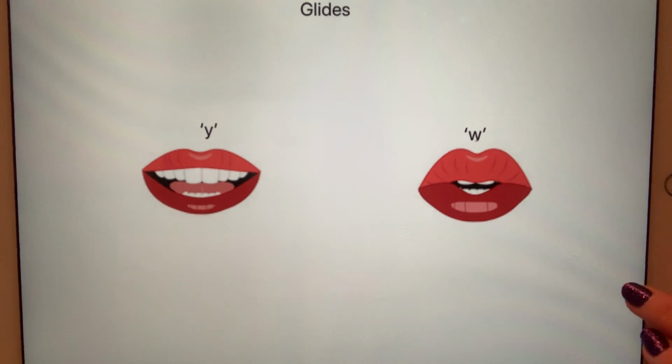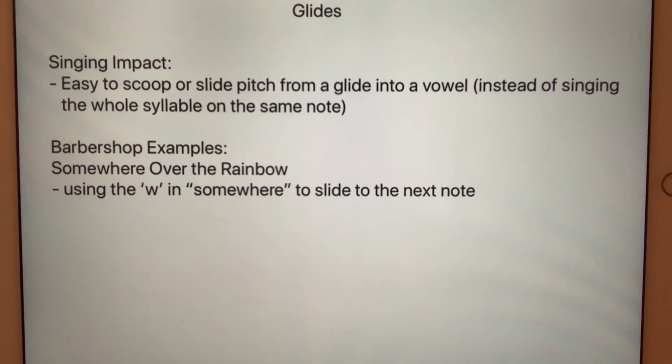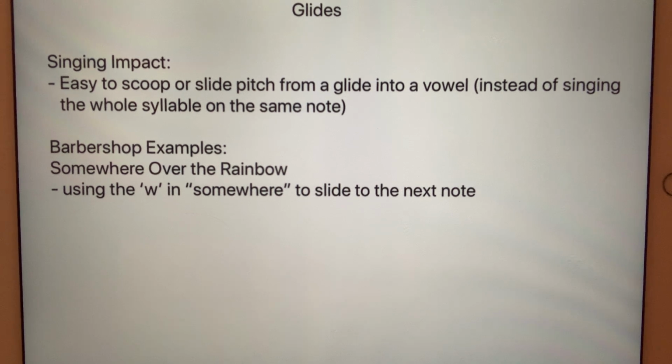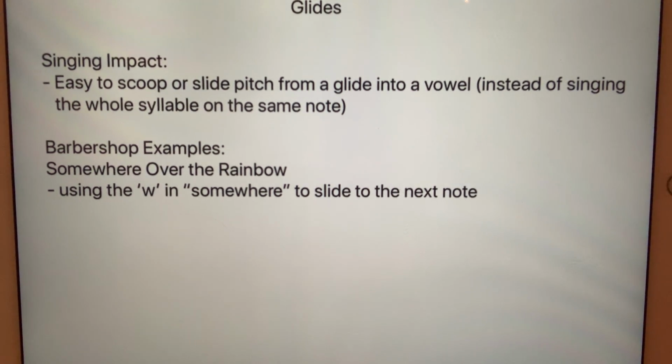Okay, and where's our barbershop impact? Where's our singing impact here? Well, when we have glides, it's easy to do exactly that, glide. It's easy to scoop or slide from one pitch to another and not maintain the same sound on the consonant and vowel in the same syllable. So it's easy to kind of scoop within the syllable, making the consonant and vowel different notes.